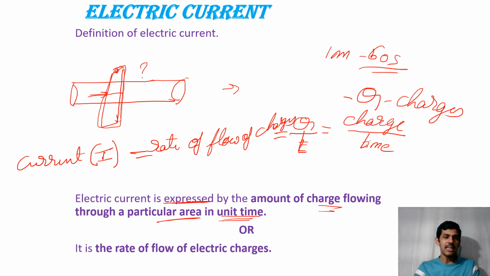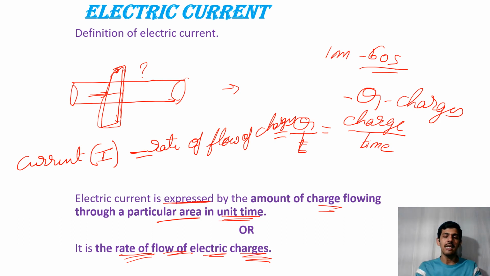So Q by T. In other words, one more definition of current is that it is the rate of flow of electric charges. That is the definition of electric current. Then what is the SI unit?